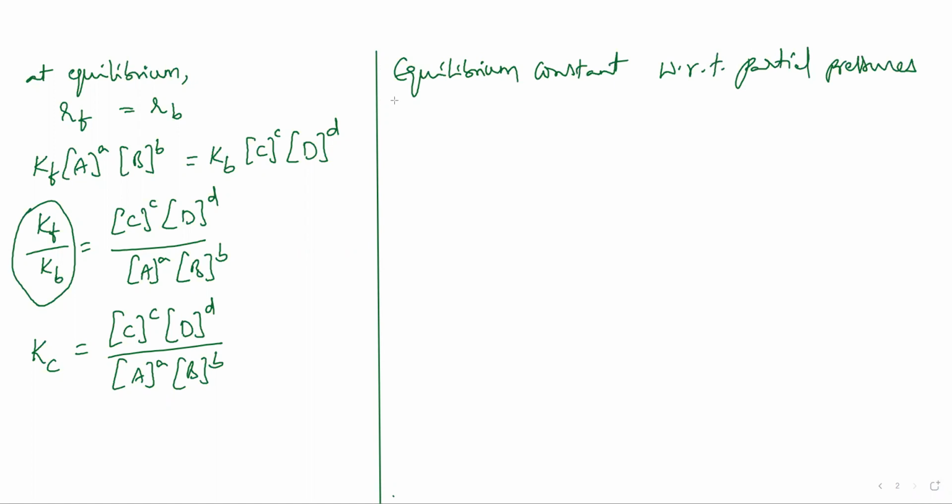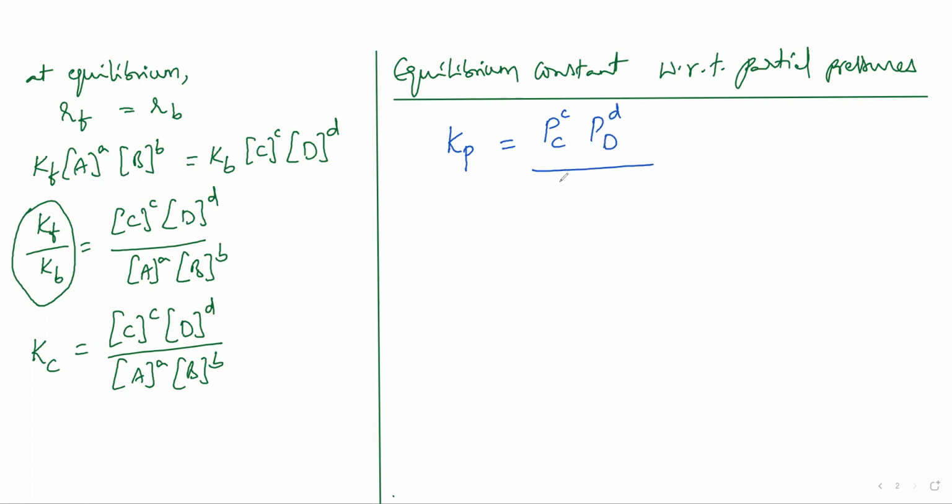Equilibrium constant with respect to partial pressures. How can we determine this, same as the equilibrium constant with respect to concentration? Here it is called Kp. Instead of taking concentration, we are taking partial pressure: partial pressure of C power c, partial pressure of D power d, by partial pressure of A power a and partial pressure of B power b.